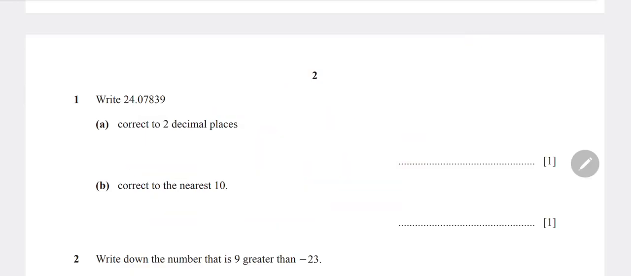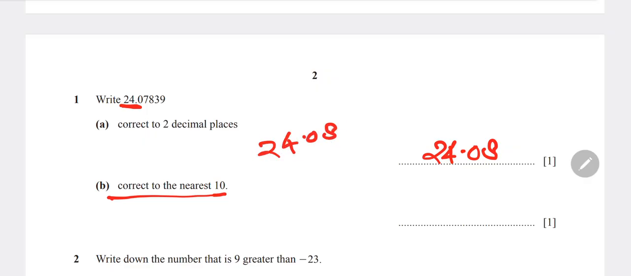By using the same rule, if we solve this question, we have the value 24.08, which is nearest to 20, because when you compare, here is 30, here is 20, so it is closer to 20. So the answer will be this one. Okay, now move to the next question.